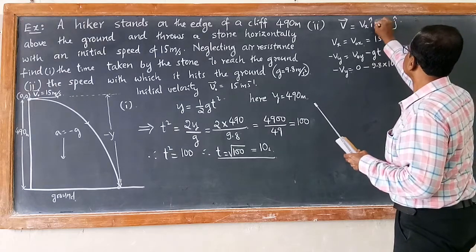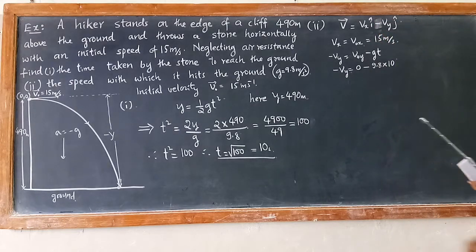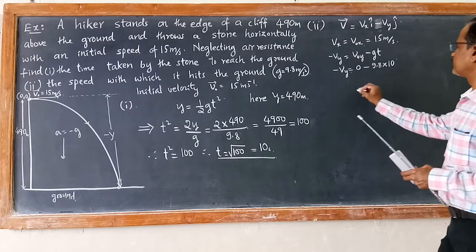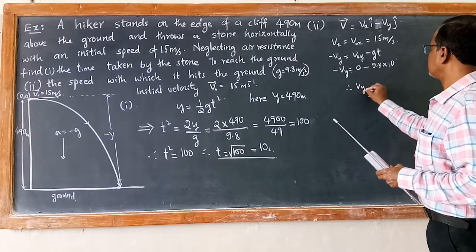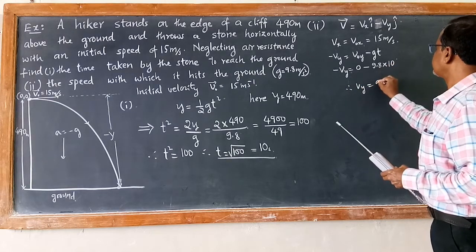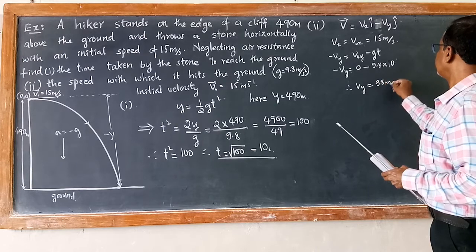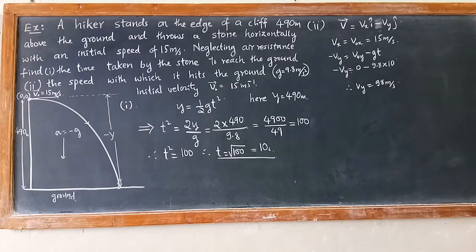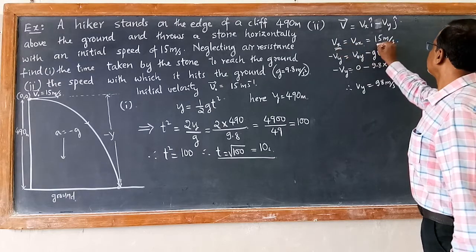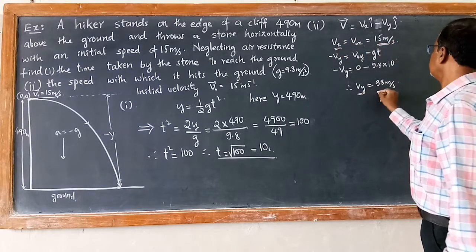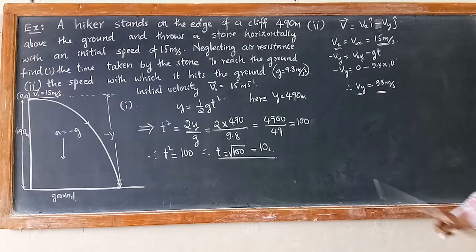Minus Vy is equal to this one. Therefore Vy is equal to 98 meter per second. So we got Vx as 15 meter per second and Vy as 98 meter per second. Substitute these values in this equation.